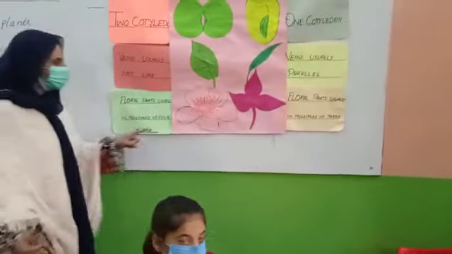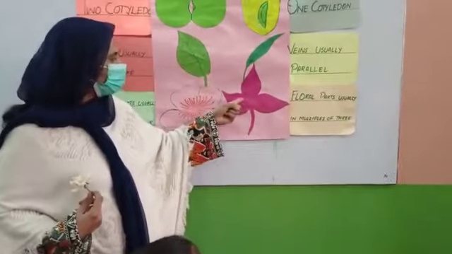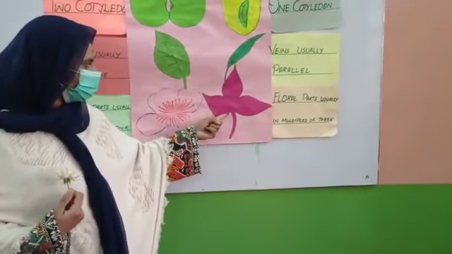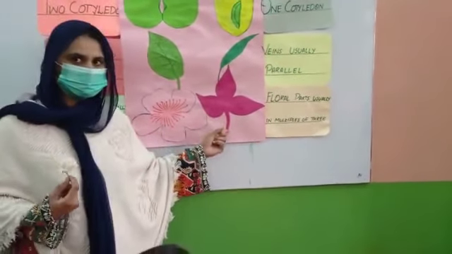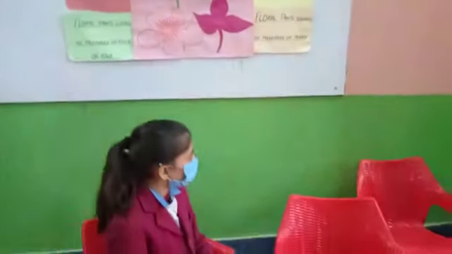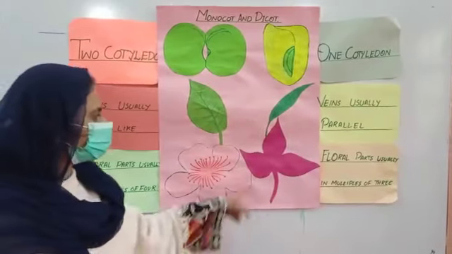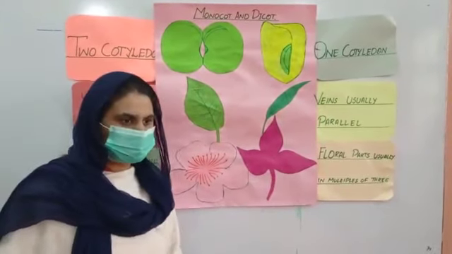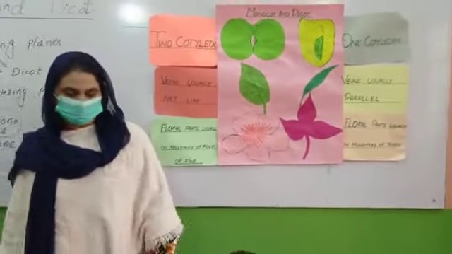Now tell me, how many petals does this flower have? Three. Is it monocot or dicot? Monocot. Examples of monocots are daffodils and tulips.